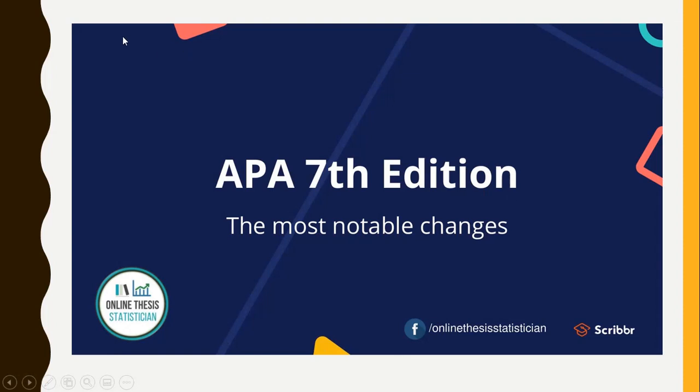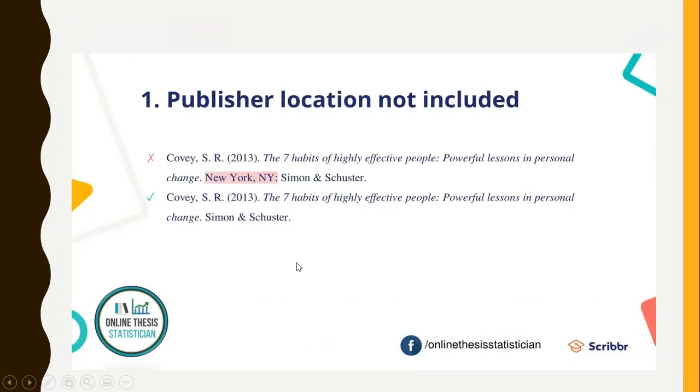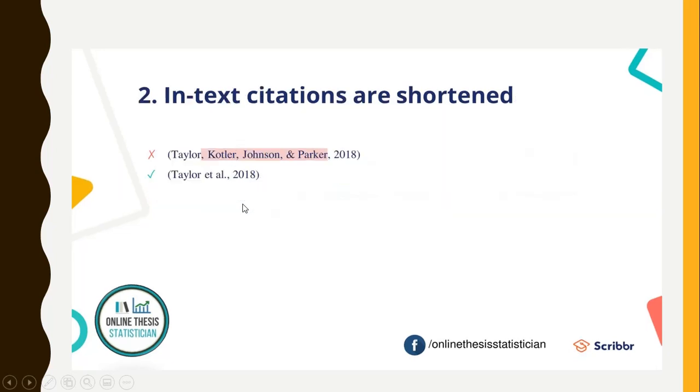And if you can see this, it is from Online Thesis Statistician, and that is their Facebook page, and I grabbed it from them, so that's why I'm mentioning it, because of course we need to cite from where we got the information. So just a very quick glance at 7th edition. We do not include the publisher location anymore. Okay, so be careful, and this is very important when we are already doing a references list, okay?